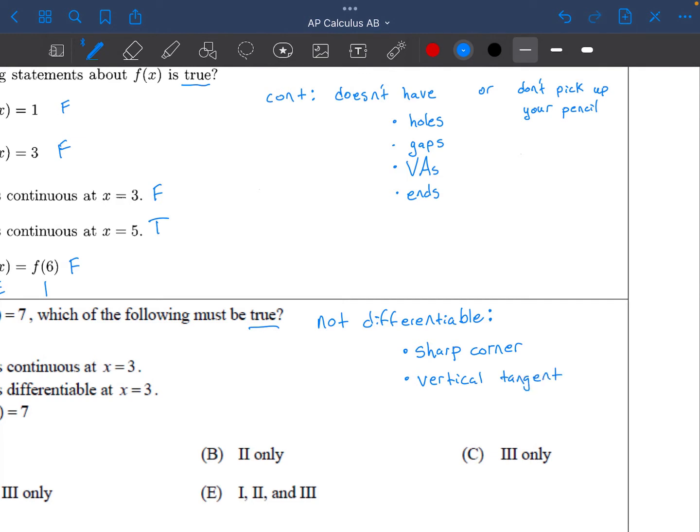And I think that everyone knows what a sharp corner looks like. Like that's a sharp corner, right? But a vertical tangent is a little bit harder to visualize. You don't see that as often. That's something where you have a function that comes up straight and then keeps on going. And at this spot right here, if I were to draw a tangent line, the tangent line would go straight up and down. That would be a vertical tangent. And then finally, it's not differentiable if you have any discontinuities.